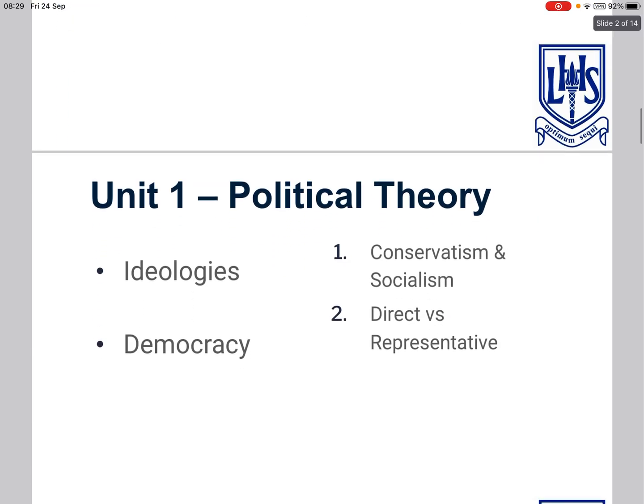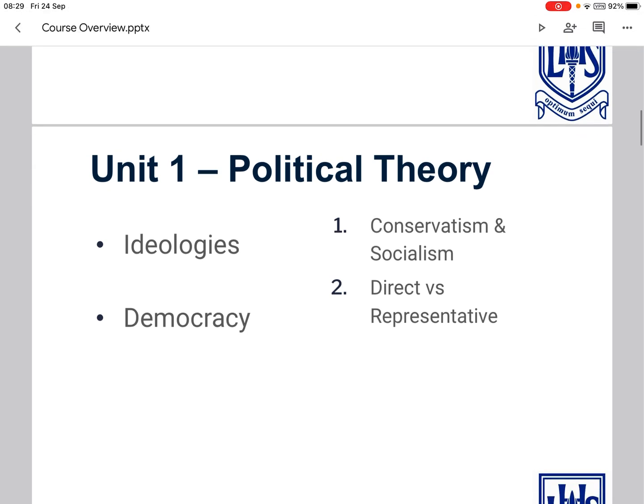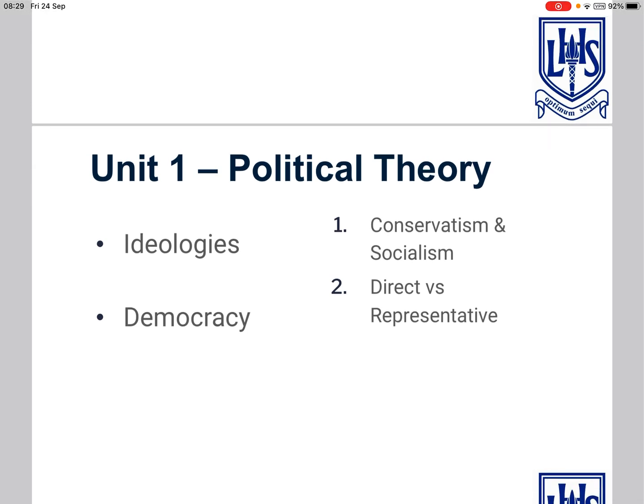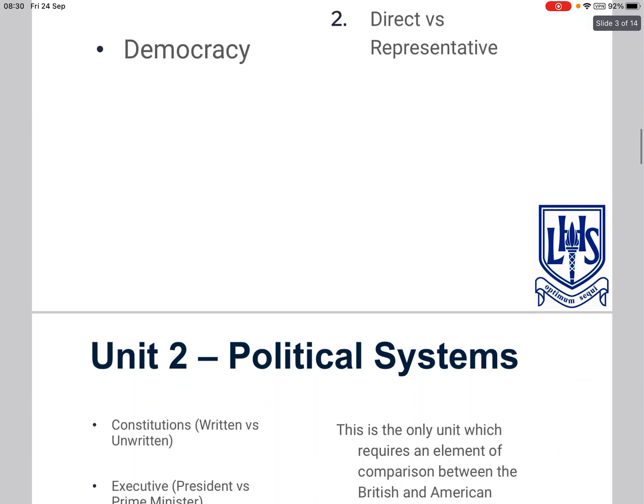Unit 1 on political theory covers ideologies and democracy, and we start with this unit because pupils should already have a prior awareness of all of the concepts we discuss. This includes conservatism, socialism, direct democracy or referendums, and representative democracy or elections. These 4 concepts usually are ones that pupils find very accessible due to the fact that they've already covered similar material in lower school and have been made aware of them in their daily lives, especially now that our 16-year-olds and above are able to vote in Scotland and were able to vote this year.